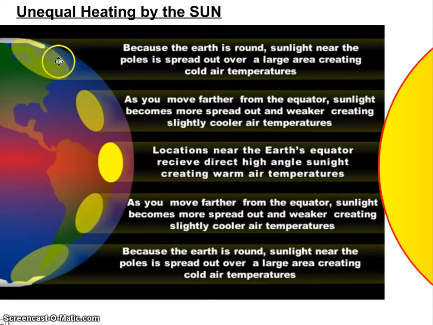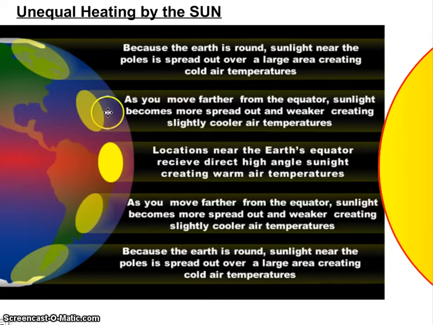globe. At the North and South Pole, what happens is because the Earth is round, sunlight near these poles is spread out over a larger area, creating cold temperatures. See, the sun doesn't have direct contact year-round. It doesn't have direct contact with these poles, so they tend to be colder. If you'll notice here and here, as you move farther from the equator, sunlight becomes more spread out and weaker, creating slightly cooler air temperatures.